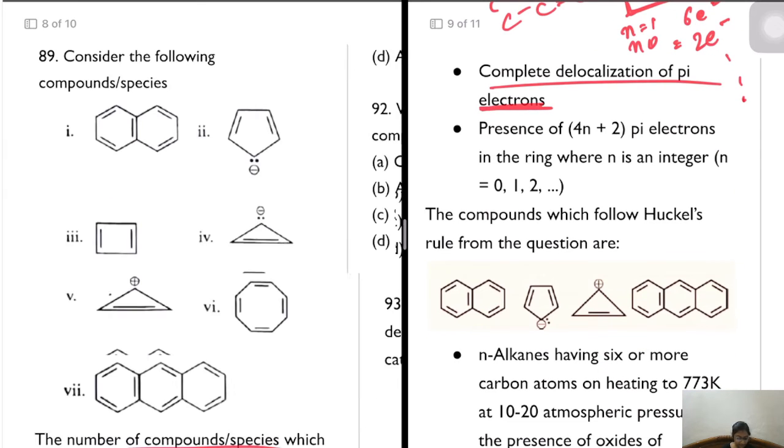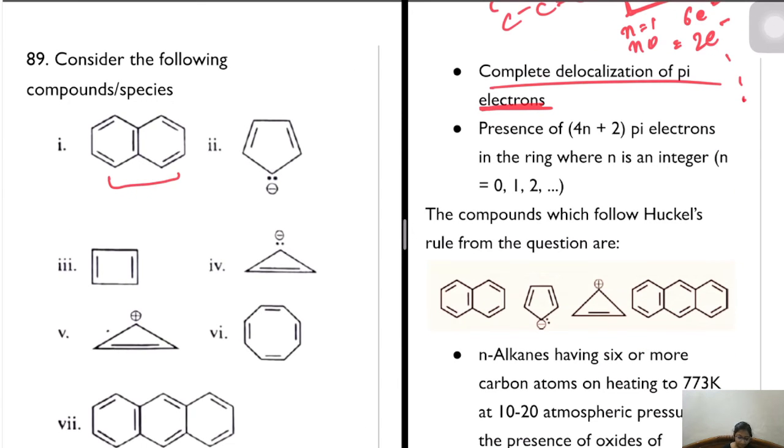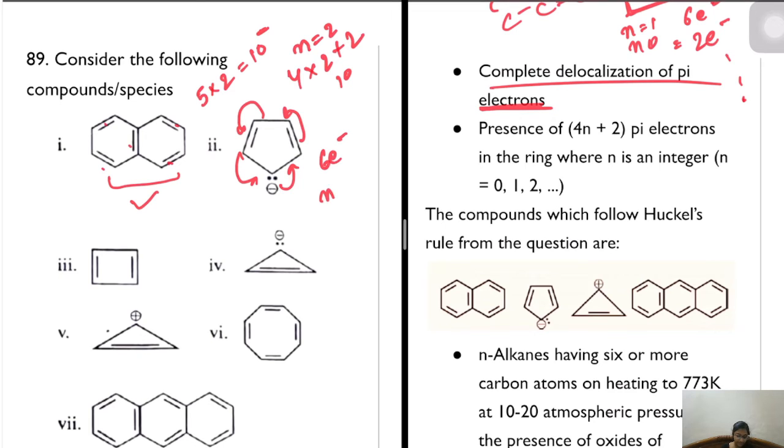So let's see. Yes, this is planar. Yes, it has 1, 2, 3, 4, 5, that is 5 into 2, 10 electrons. That is n equals 2, that is why 4 into 2 plus 2 gives you 10. So yes, this is following all the criteria. This also, see, it can be like this, so these electrons will be counted. It also has 6 electrons, that is n is 1. It is planar as well as delocalized. So this is also true.